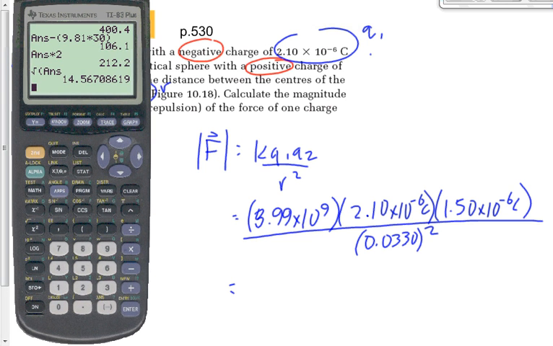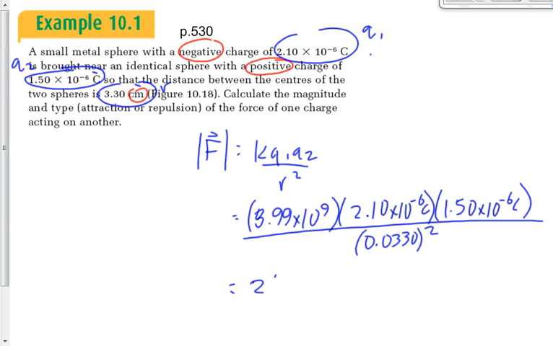So let's say on our calculators 8.99 times 10 to the 9 times 2.1. Again, we're dropping the negative signs here. Times 10 to the minus 6 times 1.5 times 10 to the minus 6. Let's press equals. Let's not try to do too much at once on our calculator. Let's press equals, and then let's divide that by 0.0330 squared. We get a value of 26 newtons. Should be 26.0 newtons, I guess, 3 digits.